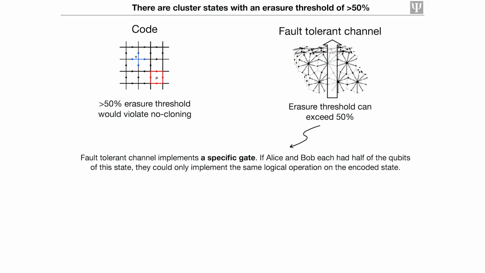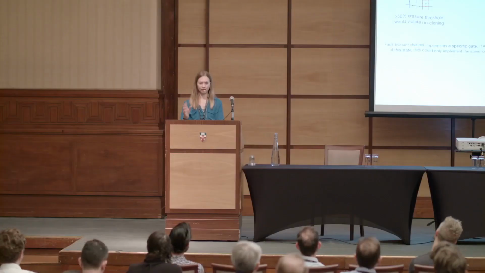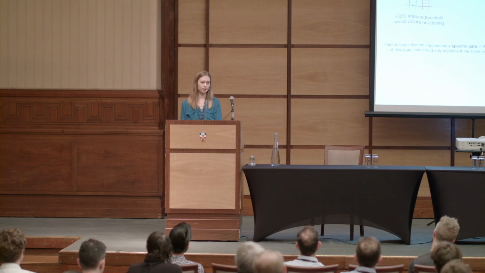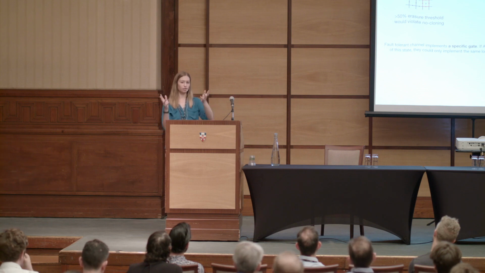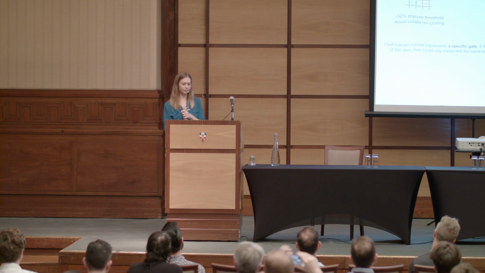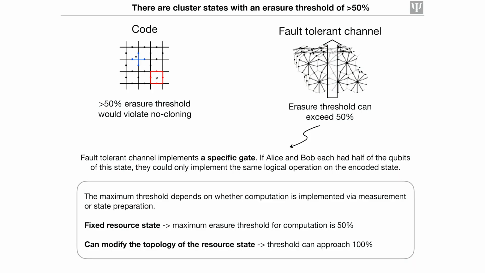But a fault-tolerant channel is not a code. A fault-tolerant channel can be doing one specific operation, which doesn't necessarily allow anyone who had access to less than 50% of the qubits to choose what they do to it. So it's certainly possible that two people could get access to 45% of the qubits and reconstruct the fault-tolerant channel, but that doesn't allow them to violate no cloning. So this actually leads to a kind of interesting distinction.